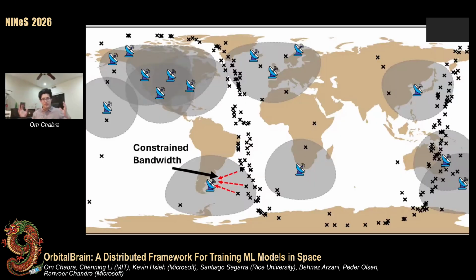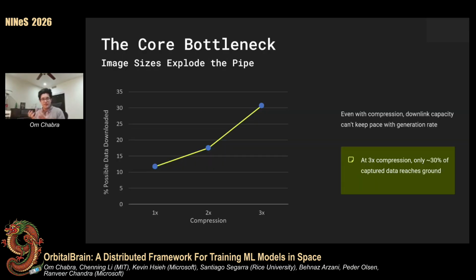In fact, as we zoom out to the entire constellation, all of these X's here are satellites, and all of the green are ground stations. And what you'll see is that no matter what happens, there's a constrained downlink between the satellite and the ground station. This is really the core bottleneck. Even if we apply compression, which in this case is 3x compression, the state of the art at the time of this paper, only 30% of the captured data reaches the ground.